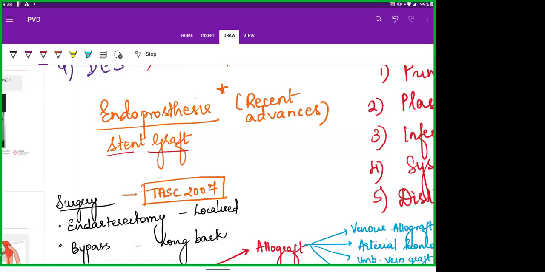And what we do is we compress them and put them into a small delivery system, and that will go and fit exactly into the lumen.